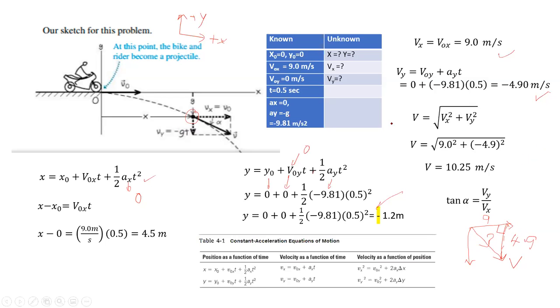We learned that when you get the components, if you have a vector with components A and B, this is the Pythagorean theorem. I use this one to get the magnitude, and you can find the direction by taking this is Vy, this is Vx. Because for velocity you need the magnitude and the direction.